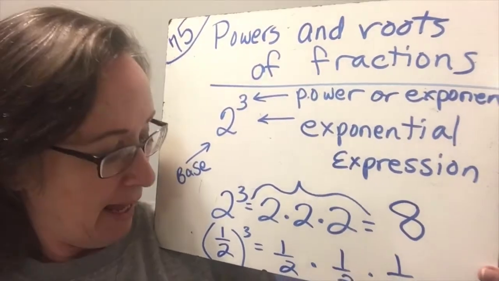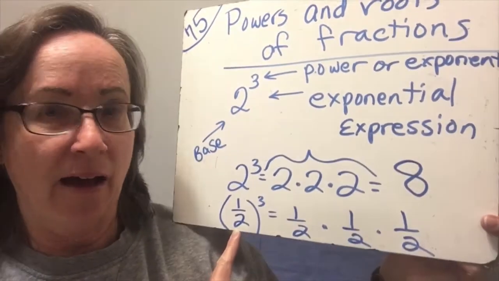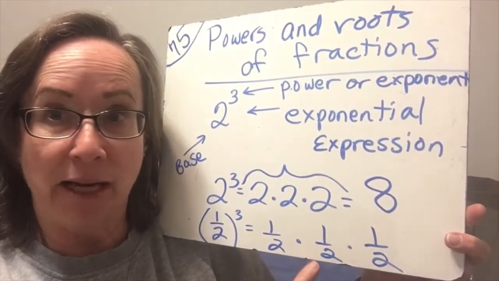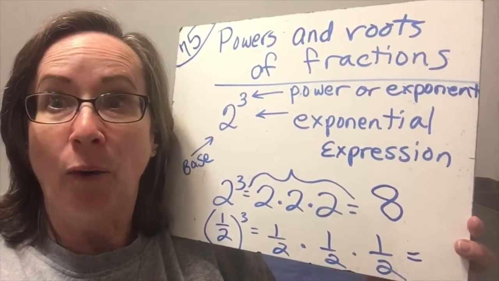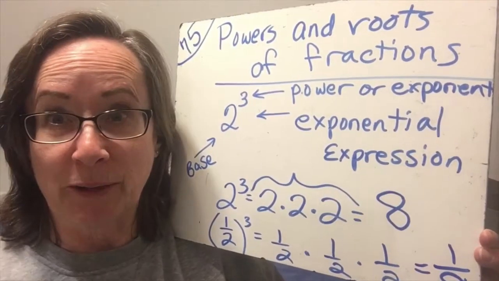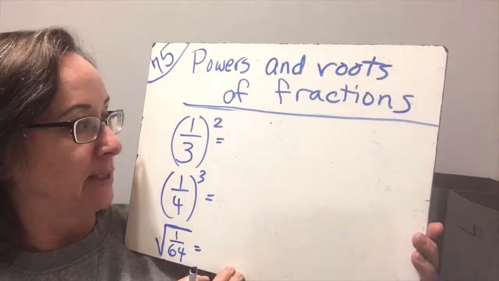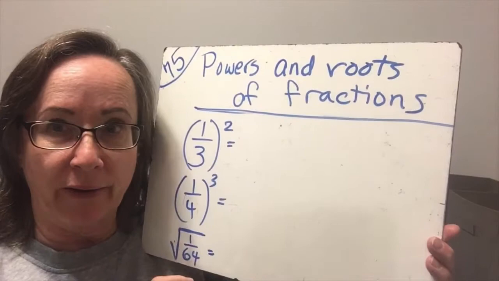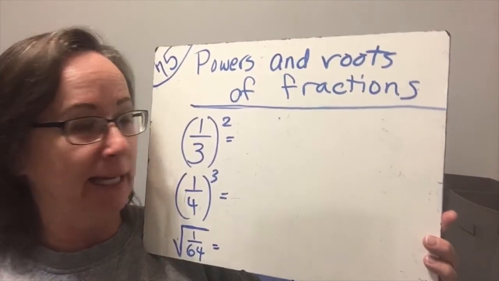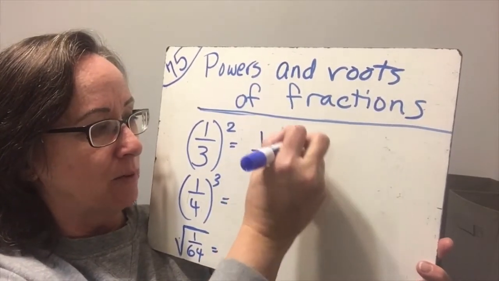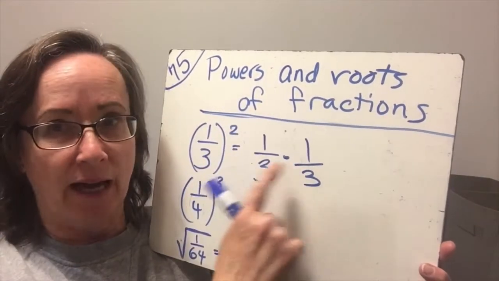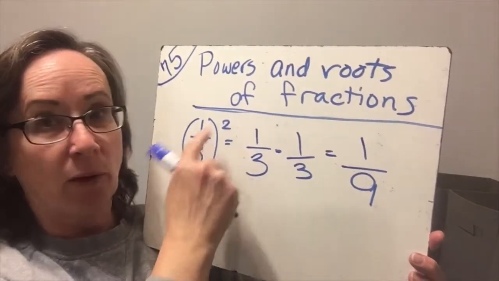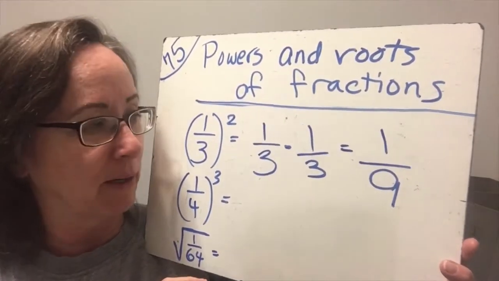We can also have fractions as the base of an exponential expression. So if we had 1/2 cubed, that would be the same thing as 1/2 times 1/2 times 1/2, which would be 1/8. So now we're going to practice. Okay, so the first couple of examples, we're going to take 1/3 raised to the second power, or 1/3 squared. When we're doing this, we're going to expand it, and it's going to be 1/3 times 1/3, or 1/3 times itself 2 times, and we're going to multiply across the top and get 1, multiply across the bottom and get 9. So 1/3 squared, or 1/3 raised to the second power, is 1/9.